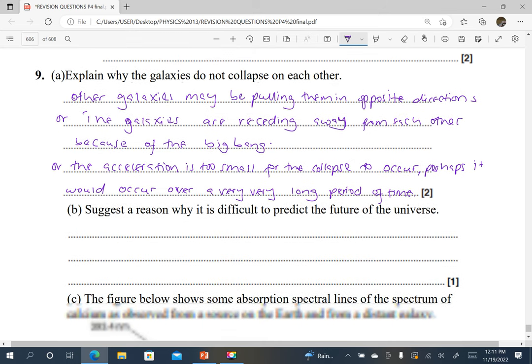Okay. Suggest a reason why it is difficult to predict the future of the universe. Of course, we normally rely on Hubble's law to predict the origin of the universe by extrapolating Hubble's data backwards. Therefore, we can also use Hubble's law to predict the future of the universe. But since Hubble's constant is not actually known, all that we shall be doing will be just estimates.